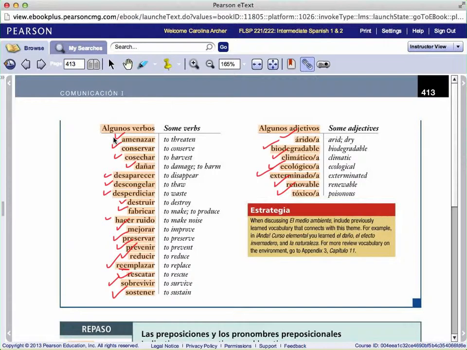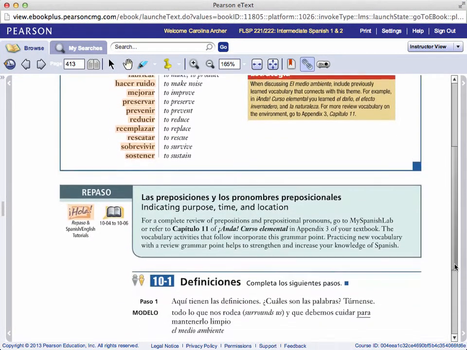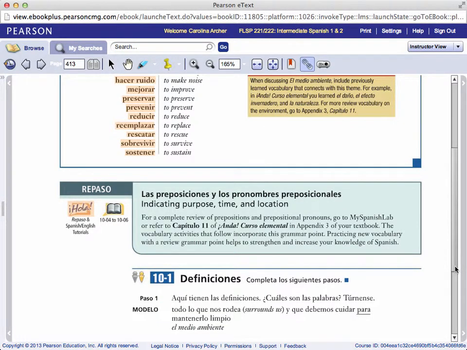Muy bien, so this is the vocabulary. We're going to go now to do a review. We're going to be looking at preposiciones, prepositions, and prepositional pronouns. Okay, so we're going to go ahead and do that review.